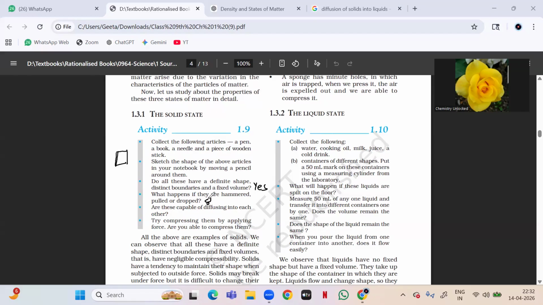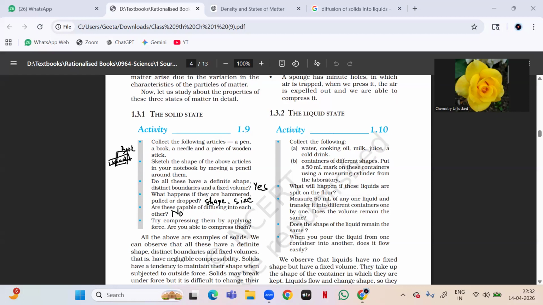What happens if they are hammered, pulled, or dropped? They will change their shape, size, or they may break also if they are hammered very strongly. Are these capable of diffusing into each other? So no. Diffusing means intermixing. So if I keep a wooden plank on, say this is my wood and that is the book, will the wood particles go into the book particles? So no, the answer is no.